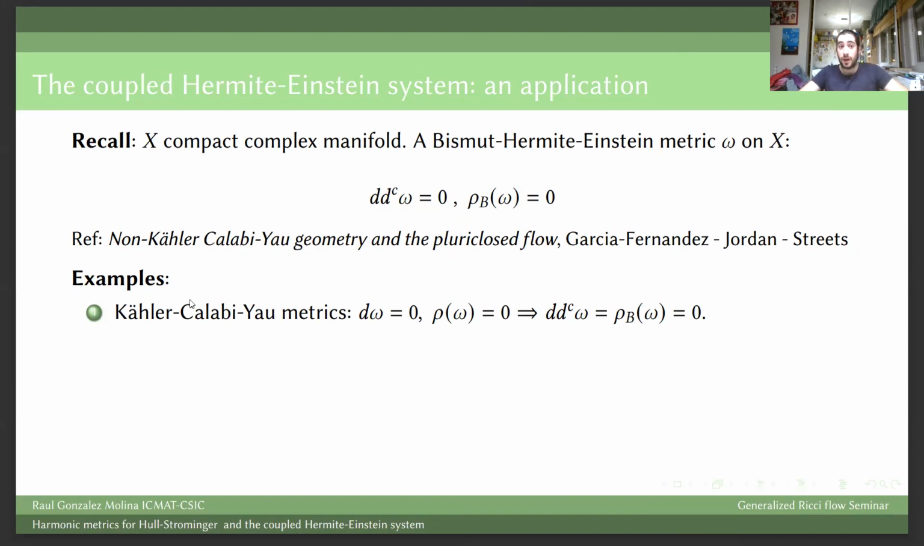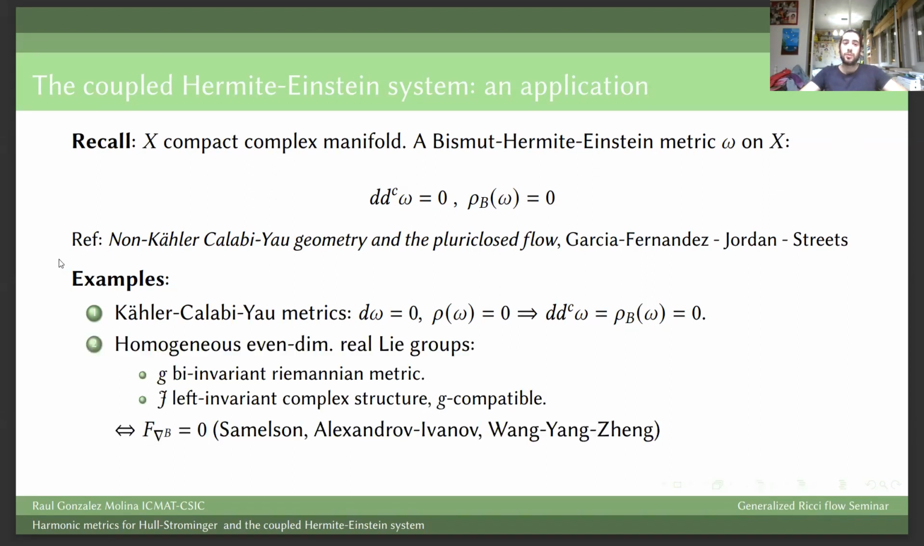So whenever we have a Kähler Calabi-Yau metric, from the equations defining a Kähler Calabi-Yau, it follows that it is also a bismuth Hermite-Einstein metric. It is very easy, just because whenever one has a Kähler metric, the bismuth connection, the Chern connection and the Levi-Civita connection are all the same. These are the Kähler examples, and the non-Kähler examples are the following.